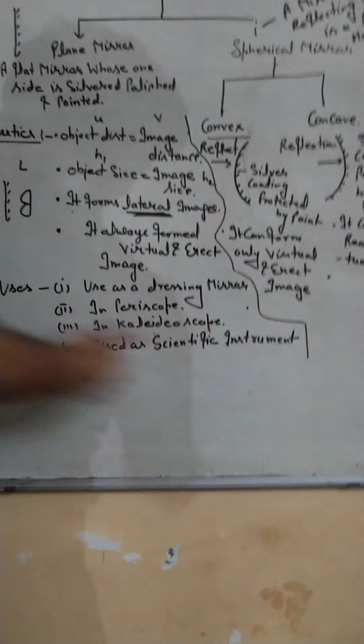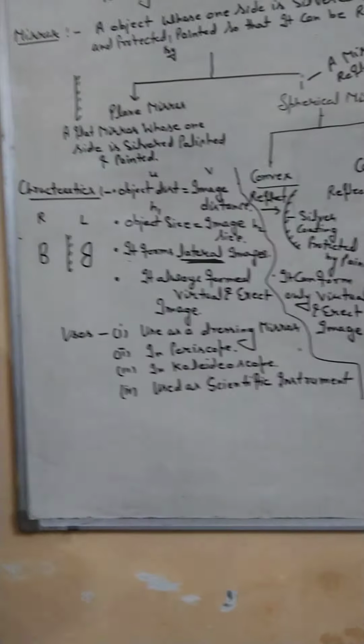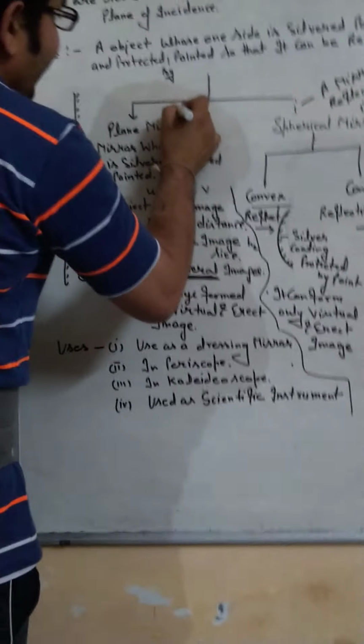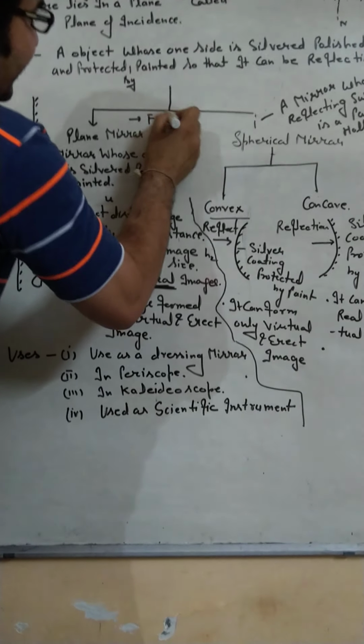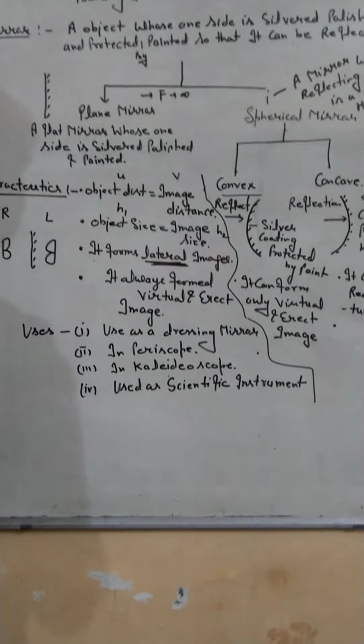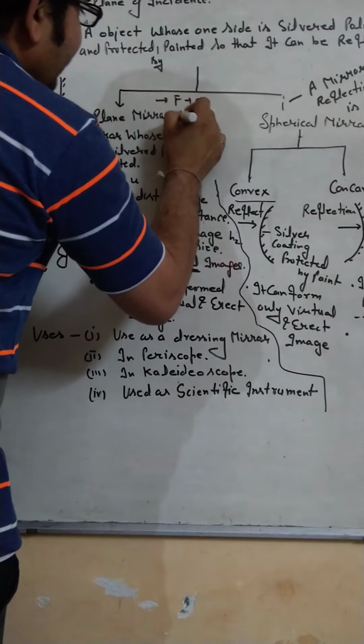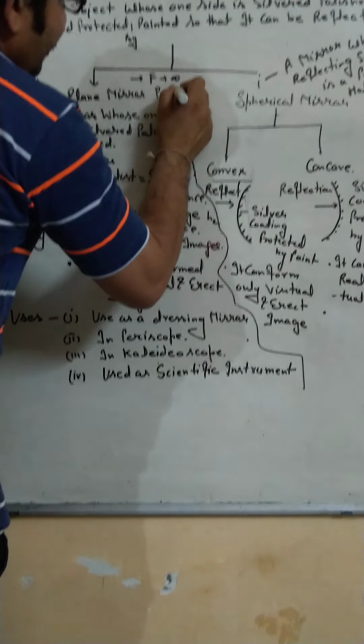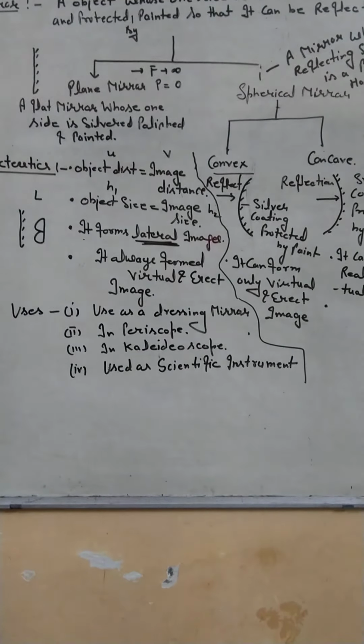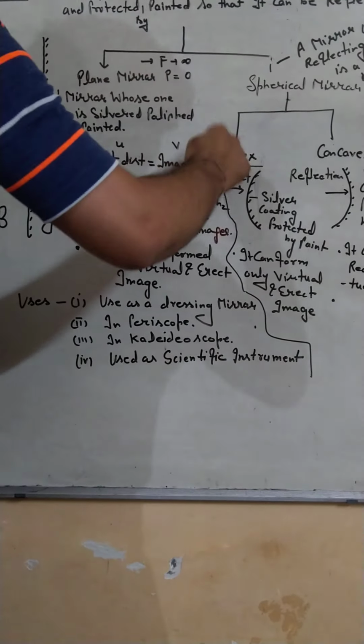That covers everything about the plane mirror. Two main things you should always know: a plane mirror has focal length infinity, but its power is 0. Power is 0.